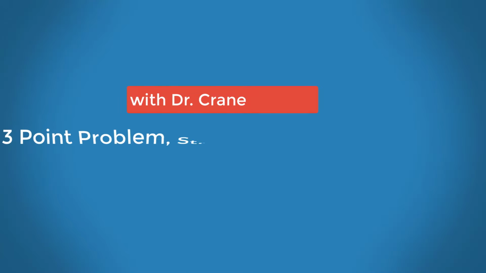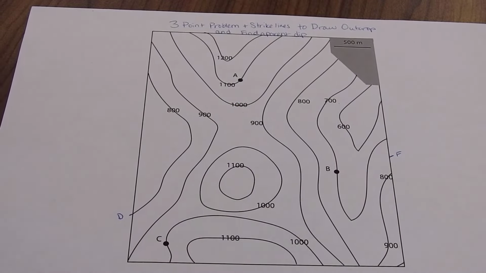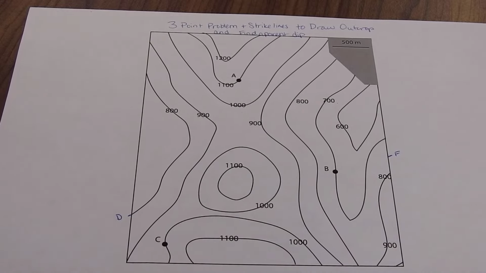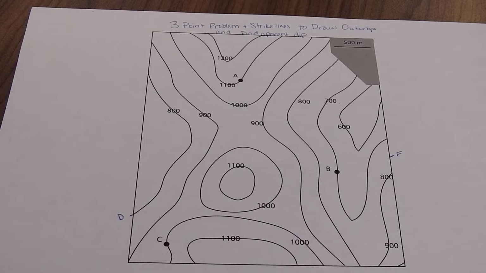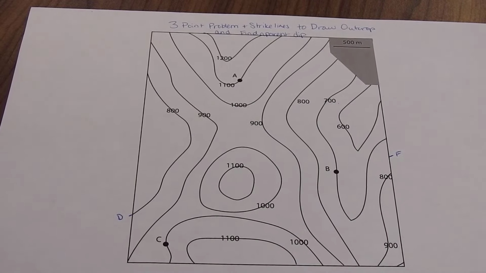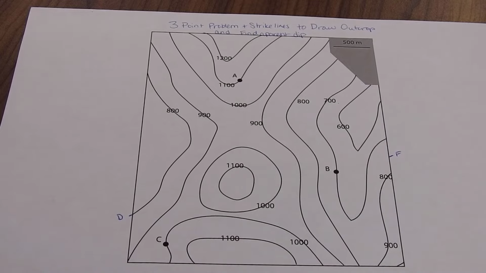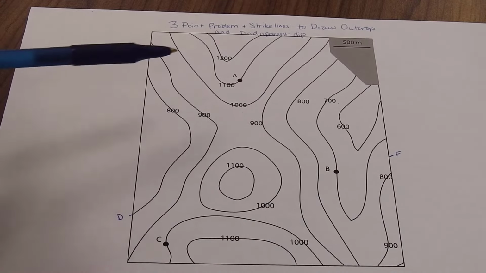What we are going to do in this video is start with a 3-point problem. We're going to make some strike lines additionally to draw a little bit of an outcrop pattern, and then we're going to talk about how we would use something like that to determine the apparent dip that would be perceived across a cross-section line. So let's start with the 3-point problem side of this.